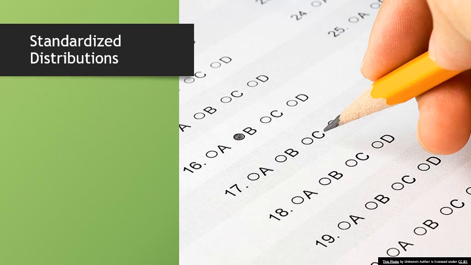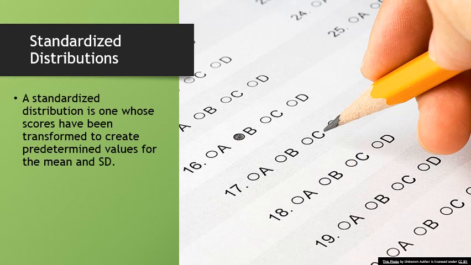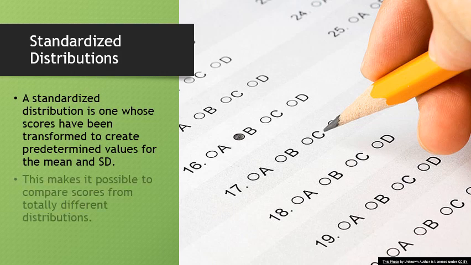So let's talk about standardized distributions. A standardized distribution is one whose scores have been transformed to create predetermined values for the mean and standard deviation. This makes it possible to compare scores from totally different distributions. And we're talking about a z-score distribution right now. Later you'll learn about other distributions like a t-test distribution.